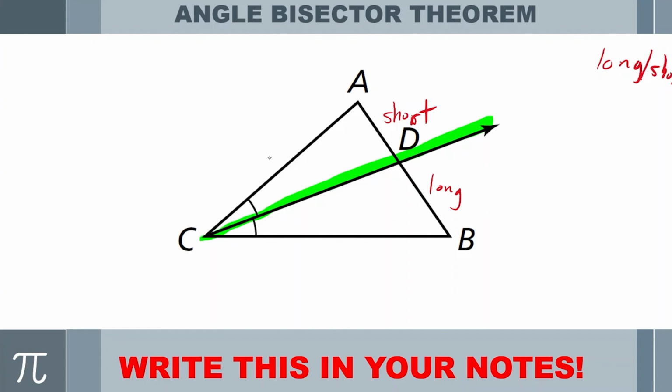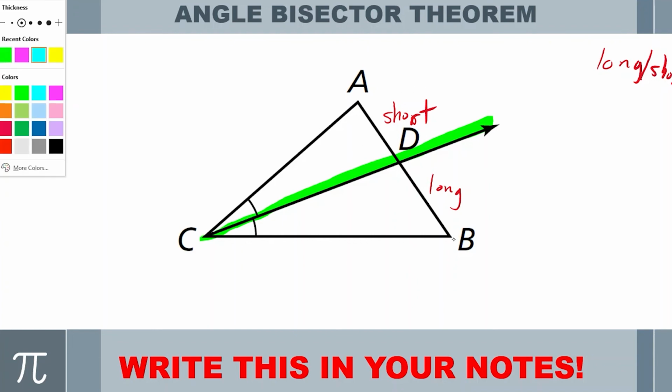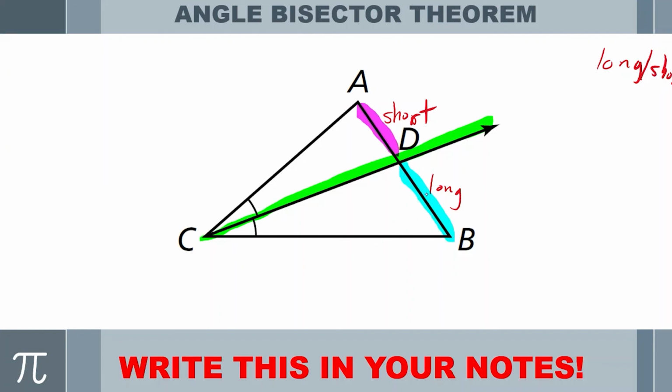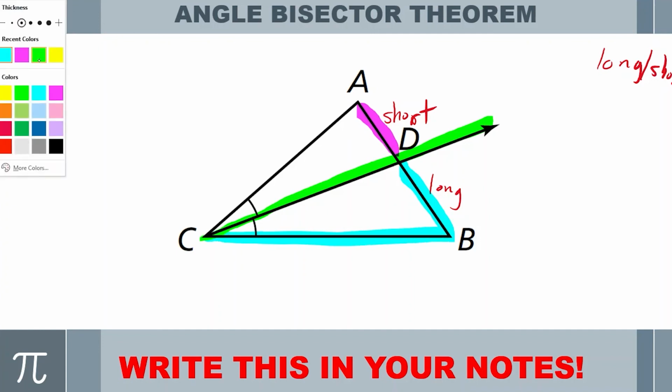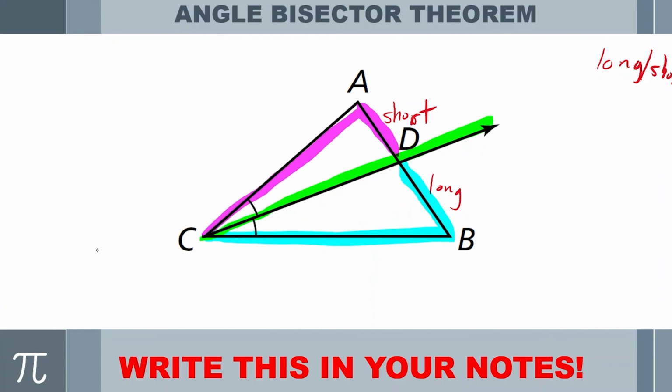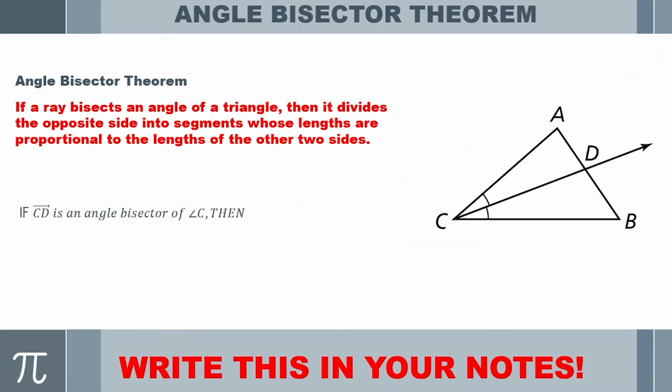Now we've got these remaining two sides of the triangle. And it'll be true that the longer side is over here with the longer piece. The shorter side is over here with the shorter piece. So we can say that this long piece is to the short piece, that ratio of long to short, is in the same ratio as this long side is to the short side. So long to short is equal to long to short. Or we can say, the blue to blue is equal to the purple to purple, long to long is equal to short to short.